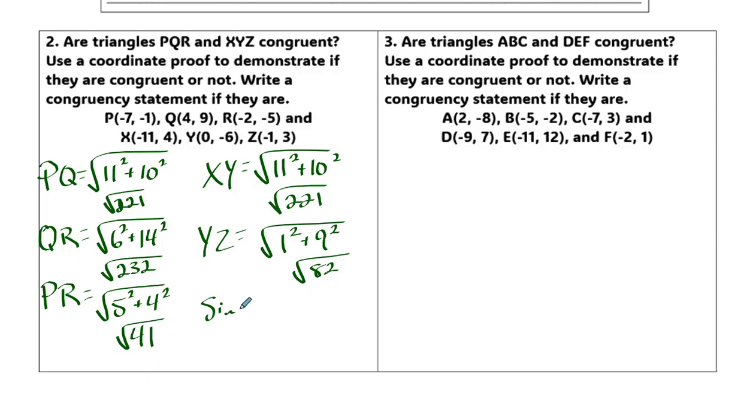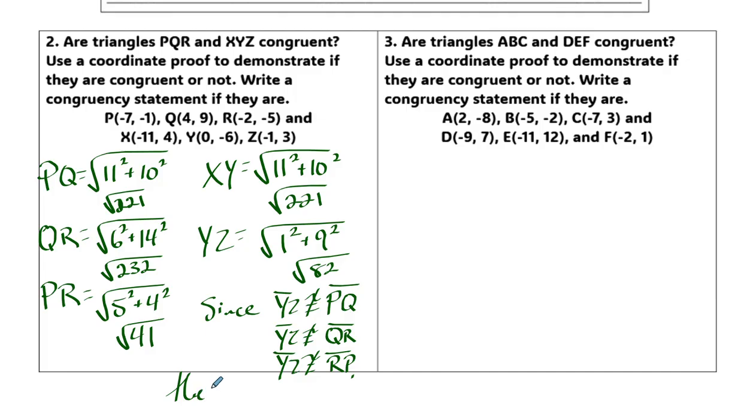I'm going to say since YZ is not congruent to PQ, YZ is not congruent to QR, and YZ is not congruent to PR. Oops, I messed that up, but it doesn't matter. So since it's not congruent to any of those three, the triangles are not congruent.